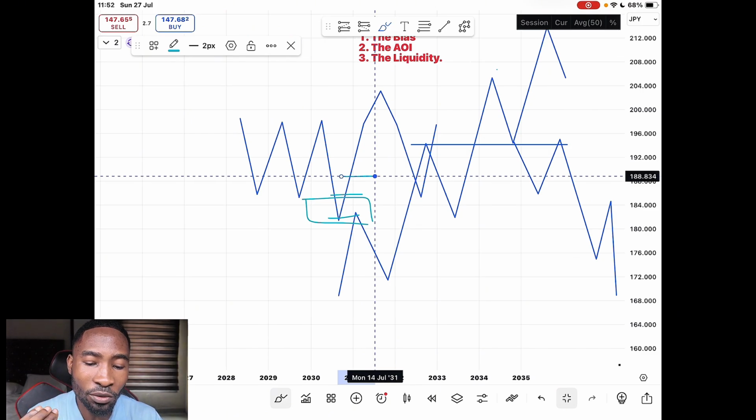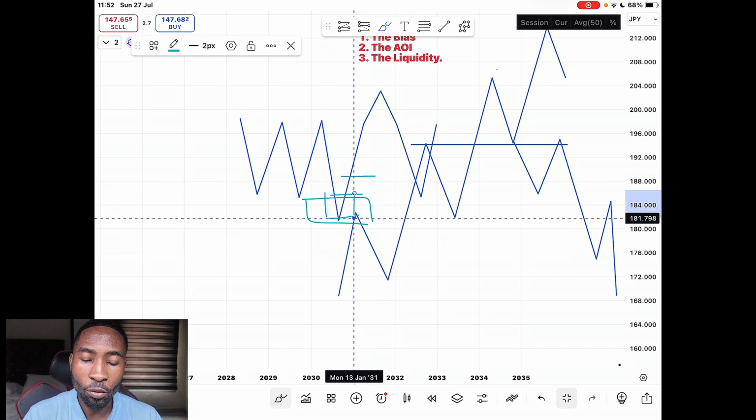So we have to find how to identify this liquidity, because it's very, very important when it comes to entry. That is where we get to enter. It's like we enter on a sniper entry after the liquidity has been taken from the market, if you understand what I mean.